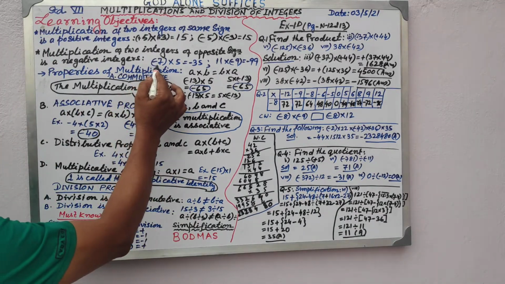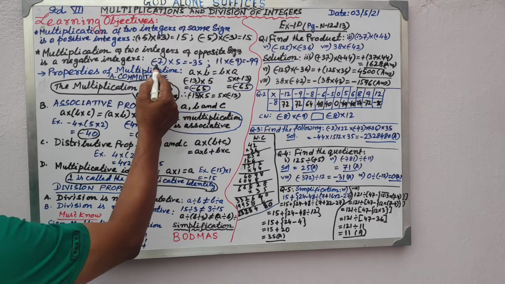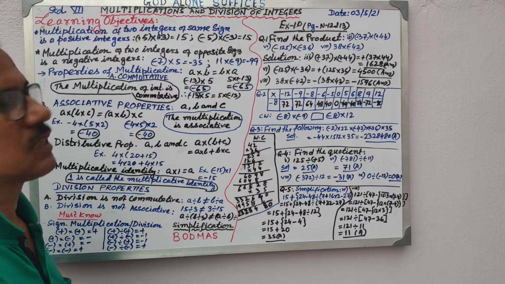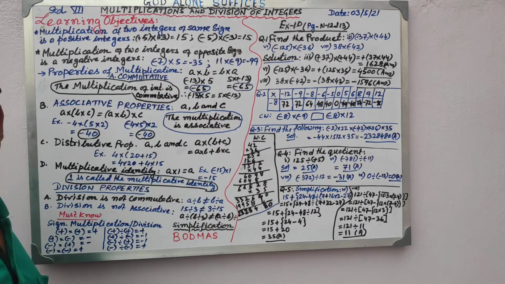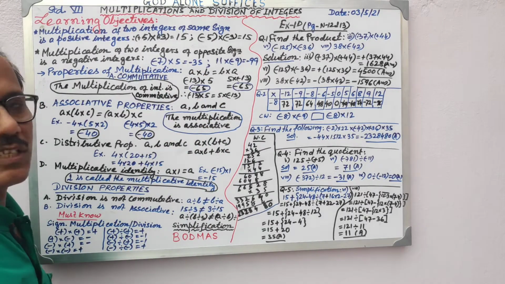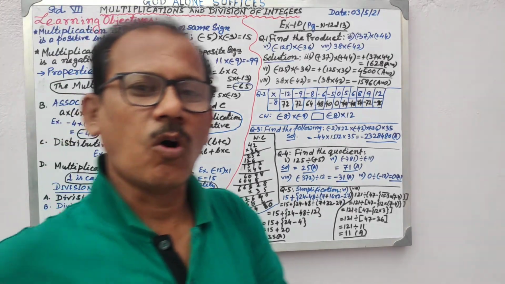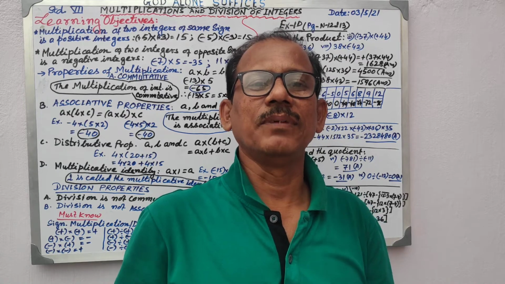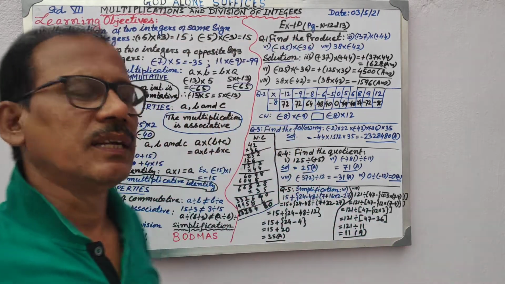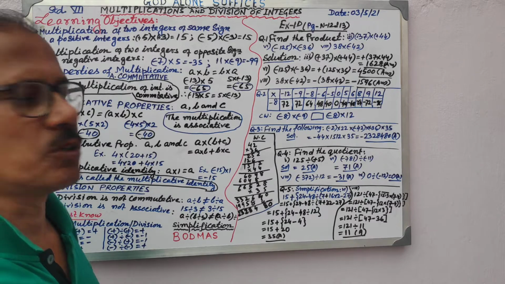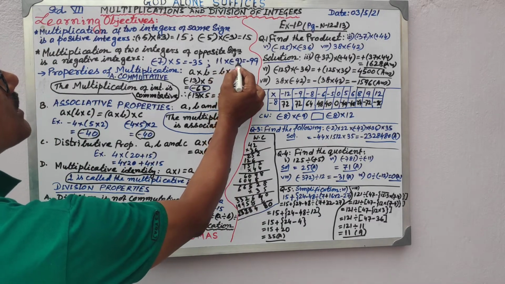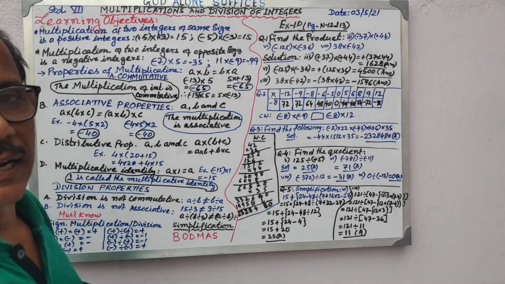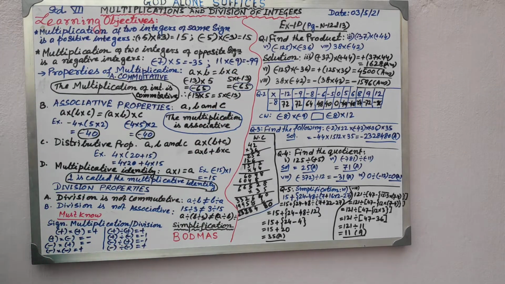See, minus 7 multiplied by plus, here the multiplicand is a negative integer and the multiplier is a positive integer, the product will be negative. Could you understand me? Whether the multiplicand is positive or the multiplier is positive, if either of the signs is negative, then the product also will be negative. But the same sign will be positive. 11 into minus 9, here the multiplier is negative, so the product also will come negative. Understood? I hope so. Now we will move on to the properties.